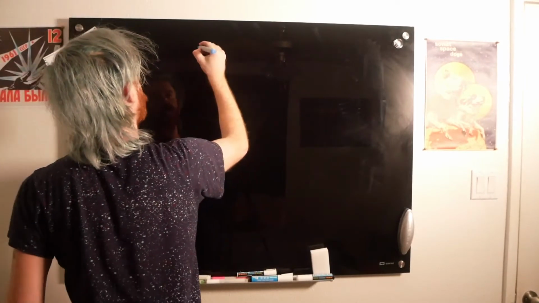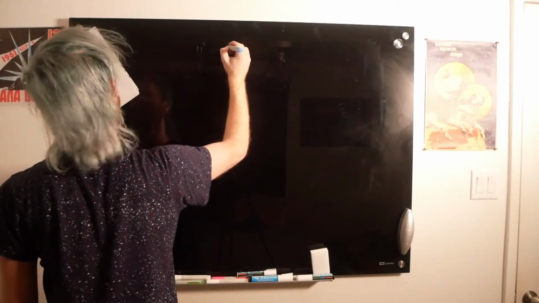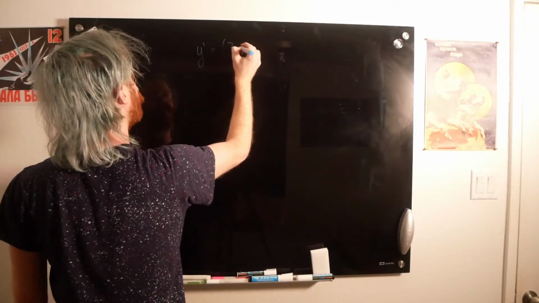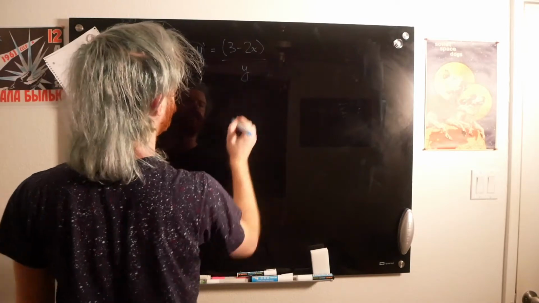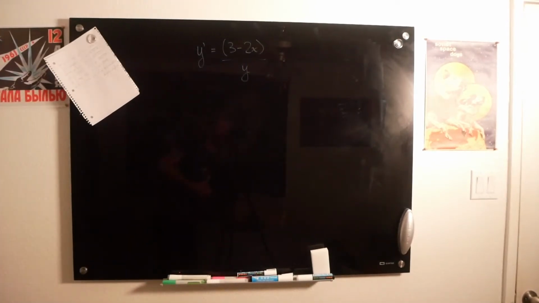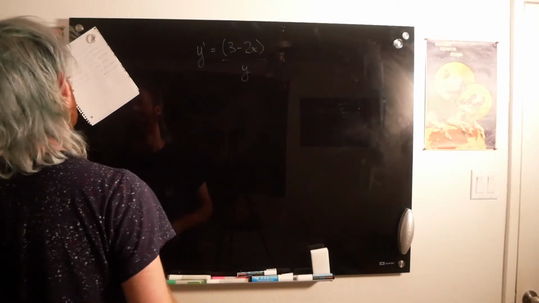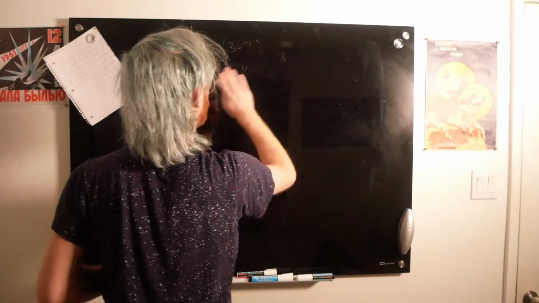So this one, y prime equals 3 minus 2x over y. Make sure you can see that pretty well. Yeah, okay. Y prime equals 3 minus 2x over y, where I'm going to do this in a different color.